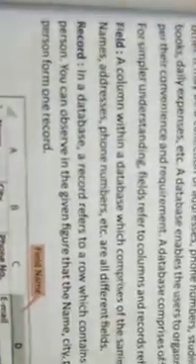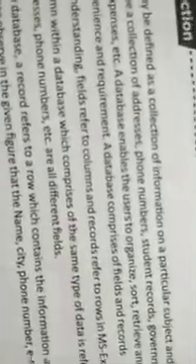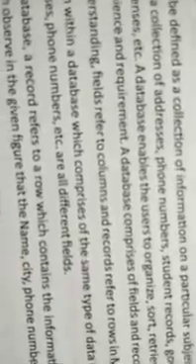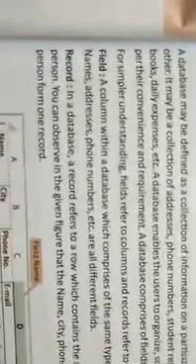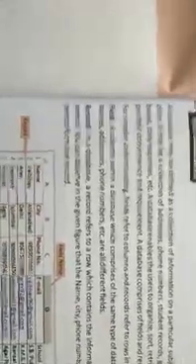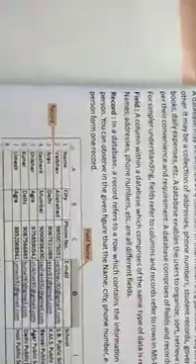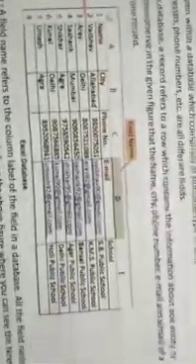Field: a column within a database which comprises the same type of data is referred to as a field. Name, address, phone number, etc. are all different fields. You can say name, city, phone number, email, and school. These are examples of fields.